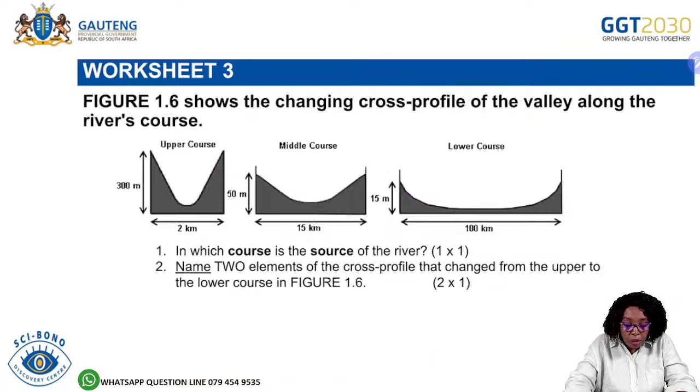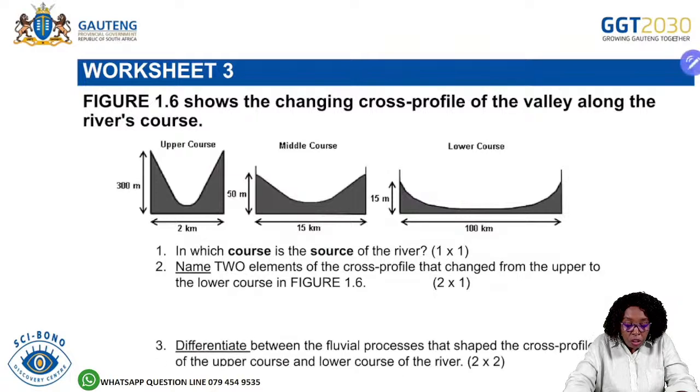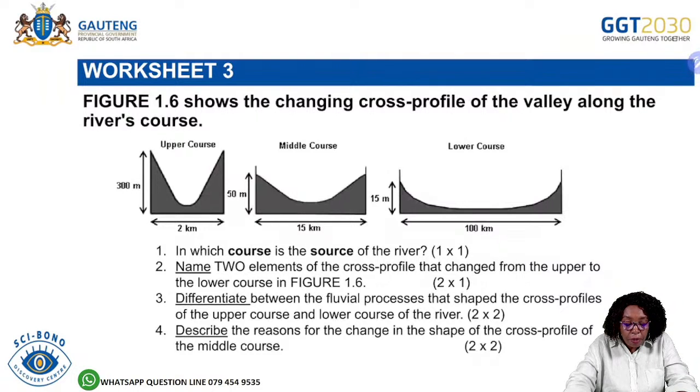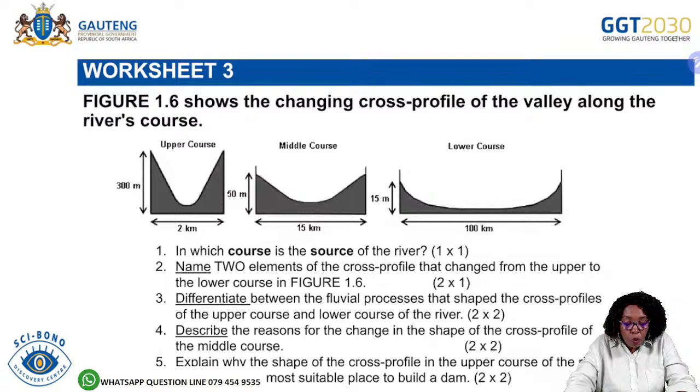course in figure 1.6. Third question, differentiate between the fluvial processes that shape the cross profile of the upper course and the lower course of the river, for 4 marks there. Describe the reasons for the change in the shape of the cross profile of the middle course. That would be for 4 marks. Okay. The last question, explain why the shape of the cross profile in the upper course of the river will make it the most suitable place to build a dam.